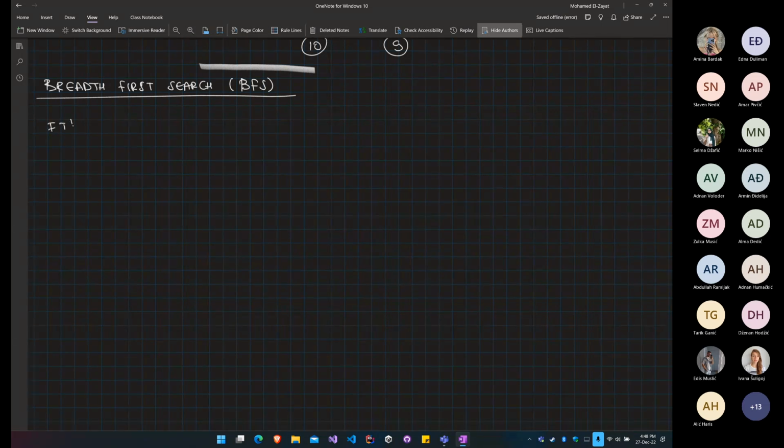It is also one of the famous applications for it. So it is very useful in finding shortest path in unweighted graph, which is very important.